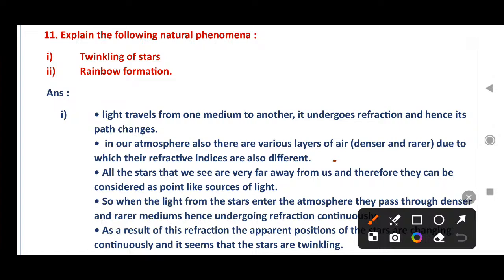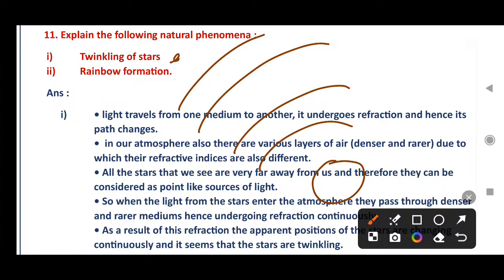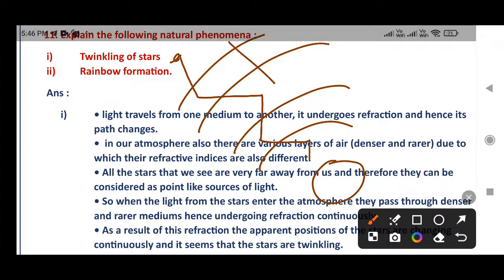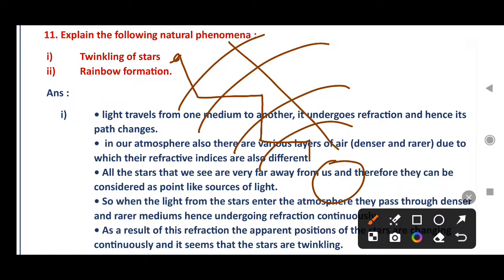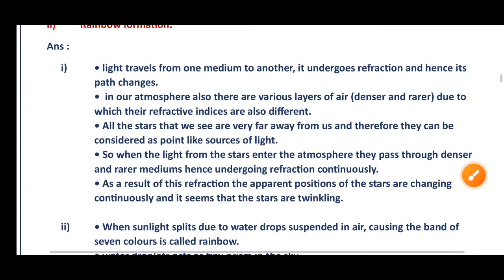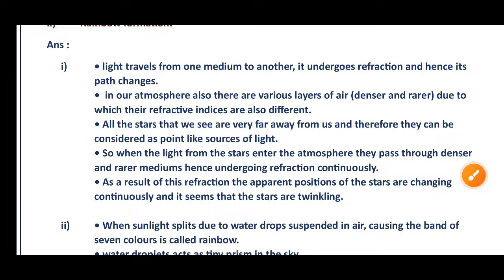For example, see, this is the earth, here several layers are there. And this is the star. From the star, whatever light is coming, it changes direction several times because of these layers. That's why, as it travels from one medium to another, it undergoes refraction, and hence its path changes. In our atmosphere also there are various layers of air. Some layers are denser, some layers are rarer, due to which their refractive indices are also different.